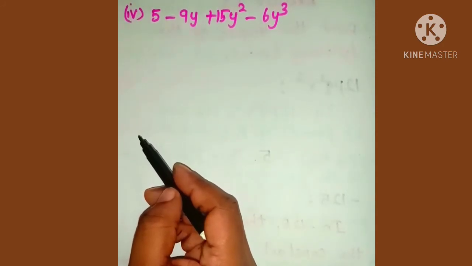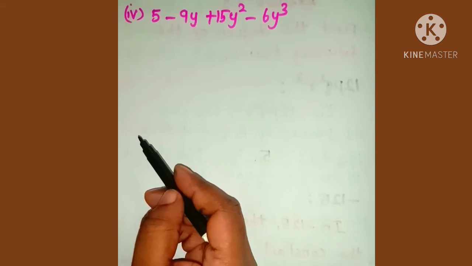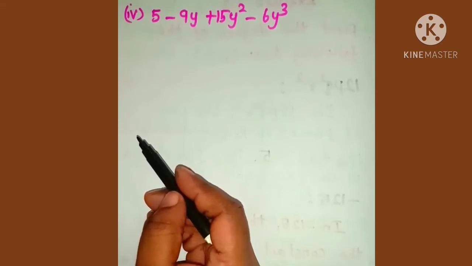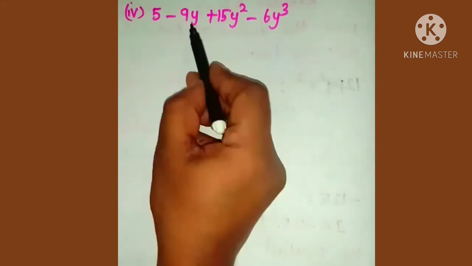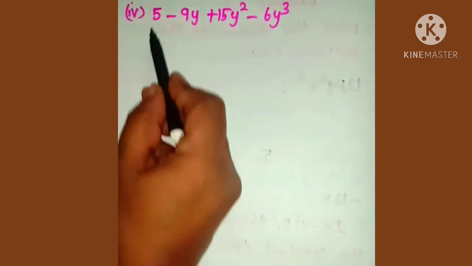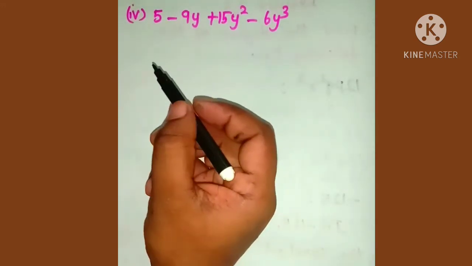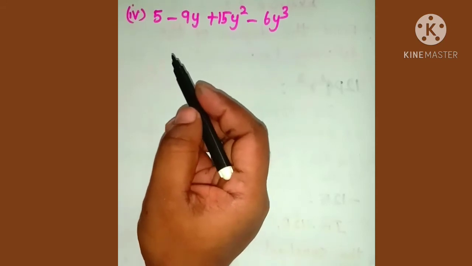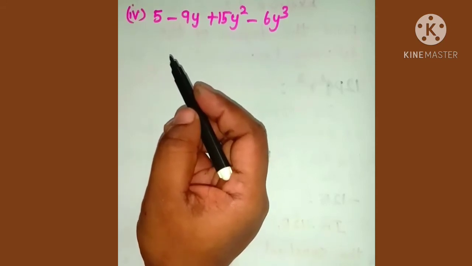And here as a first step, see whether it is in the standard form or not. Yes, it is in the standard form. And here it is in ascending powers of y. So that is y square, y cube. And first term is constant. And then as a next step, you have to see how many terms are there.